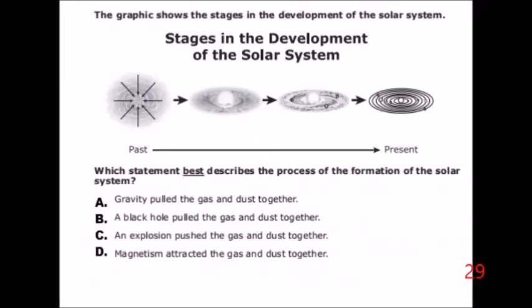Number 29. The graphic shows the stages in the development of the solar system. Which statement best describes the process of the formation of the solar system? A. Gravity pulled the gas and dust together. B. A black hole pulled the gas and dust together. C. An explosion pushed the gas and dust together. Or D. Magnetism attracted the gas and dust together.